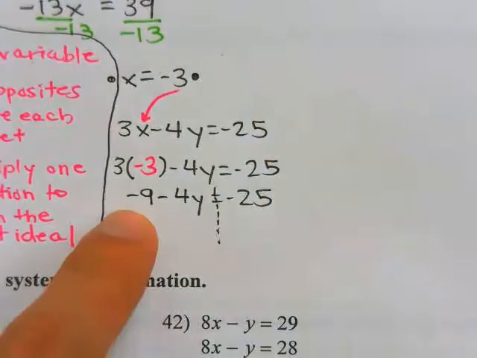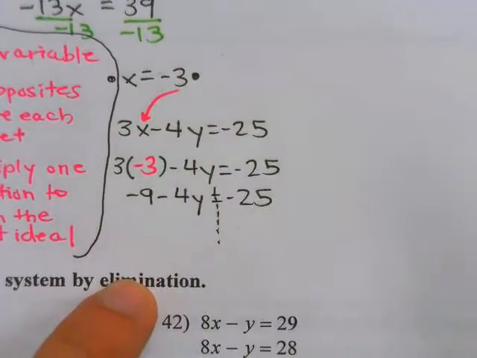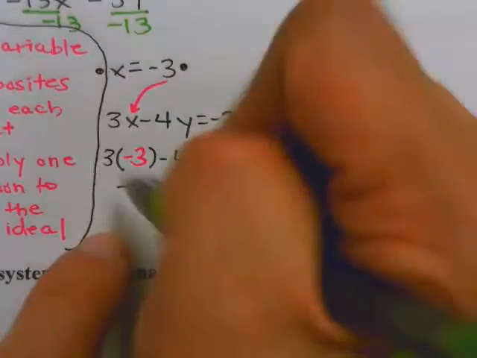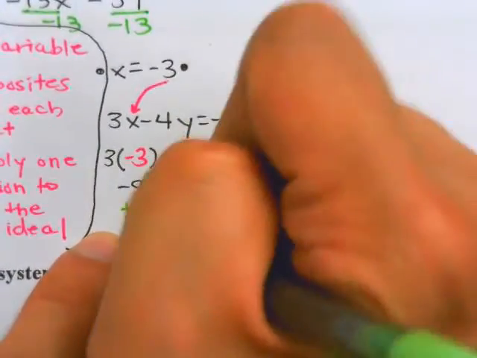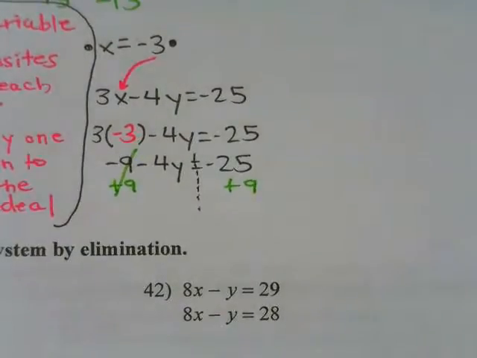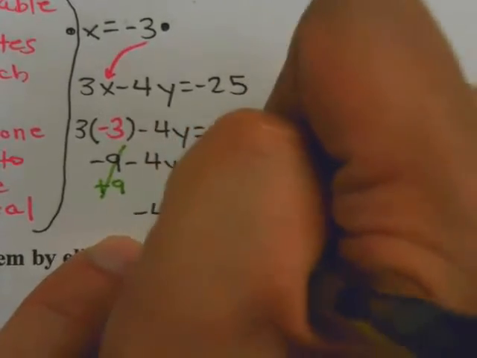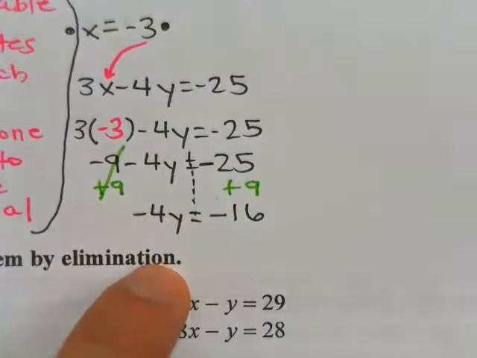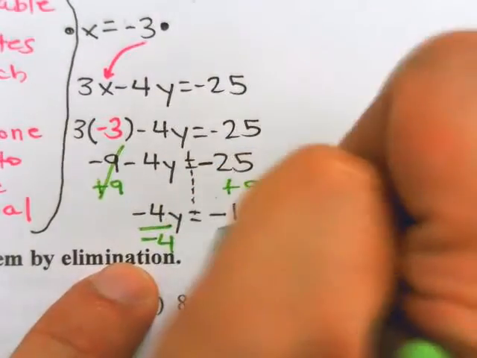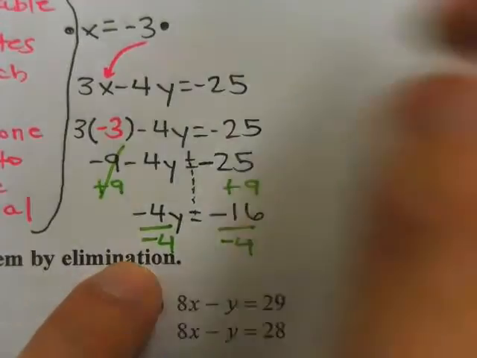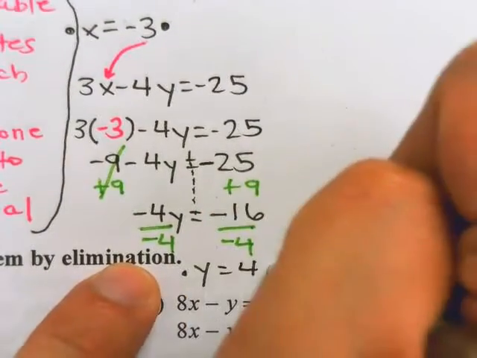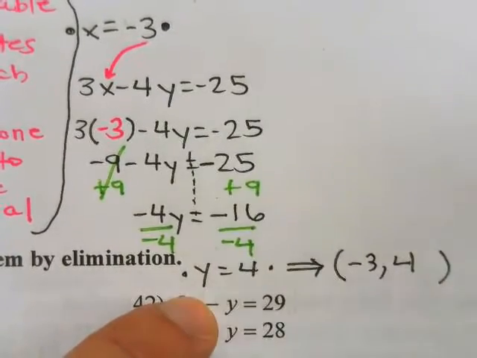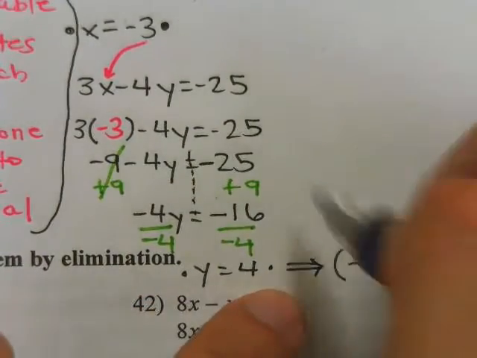Students, what are you going to do on both sides now? We're going to add 9 on both sides. -4y is equal to, I think, -16, right? -25 plus 9. -16. Divide both sides by -4. Y is equal to 4. So -3, 4. -3, 4.